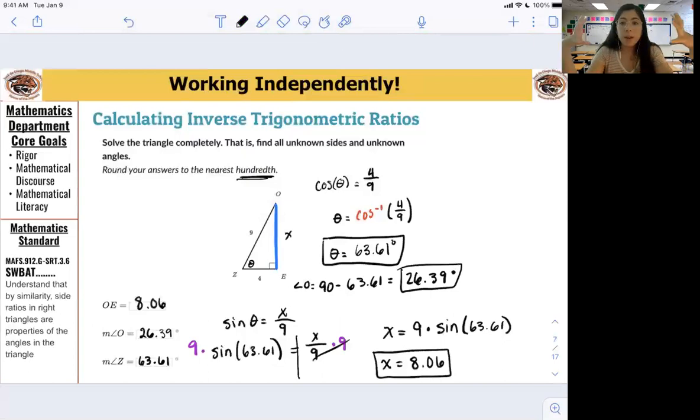So that kind of summarizes everything we've done in the last couple of days. We have figured out how to find a missing side length, and we have figured out how to find a missing angle. For a side length, you don't use the inverse of the function. You don't need to. But for an angle, you do. So make sure that we understand how to do both. At this point, do I have any questions? Because we're about to spend some time practicing.